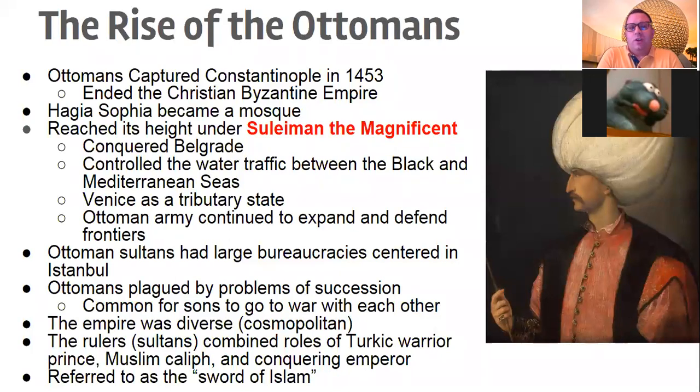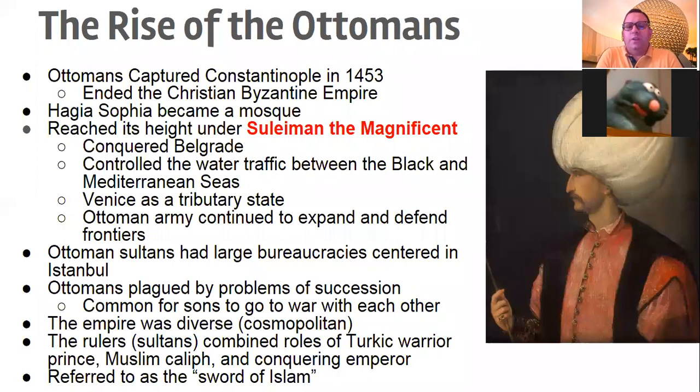Once they capture Constantinople, that is the end of the Byzantines. Remember that the Byzantines, if you recall from last week, was supposed to be that sort of continuation of the Roman Empire, okay? And they managed to stick around until 1453, when the Ottomans conquer the city of Constantinople. They do rebuild the city, but they change the name, okay? It is now called Istanbul.